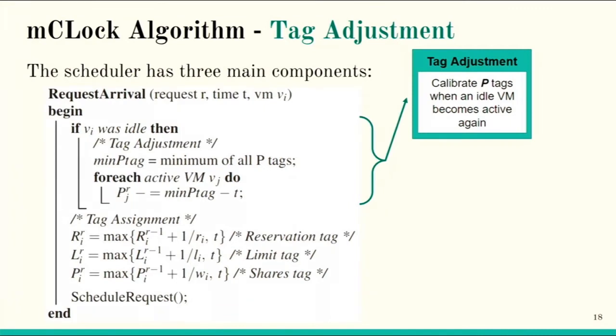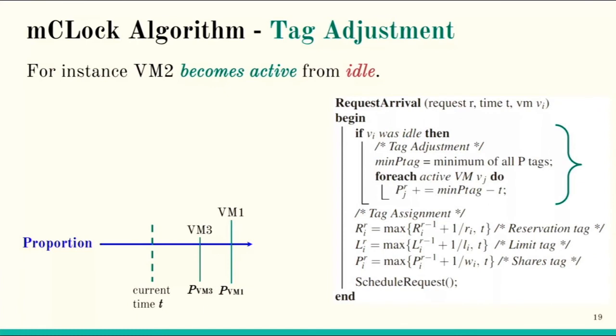Okay, we already talked about the second component. The third component we also already talked about, and then we try to talk about the first component, which is the special case when there is an idle VM, and then this idle VM becomes on again. For instance, VM2 becomes active again from idle.